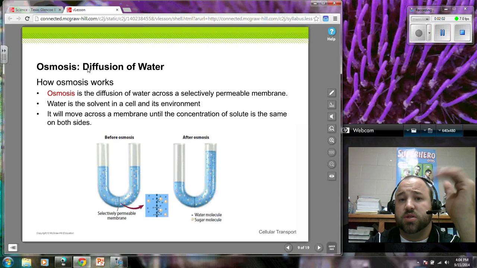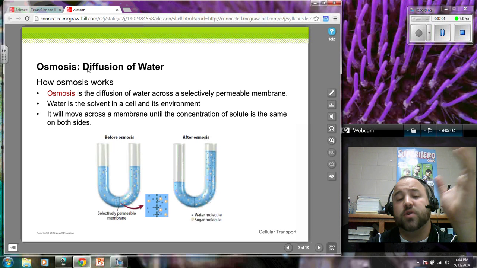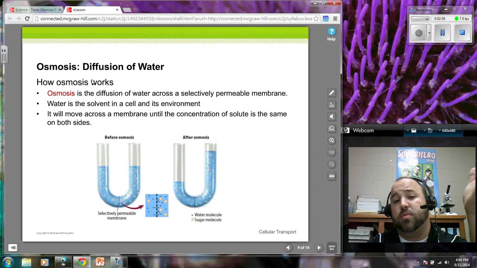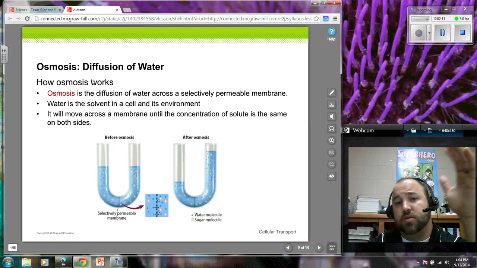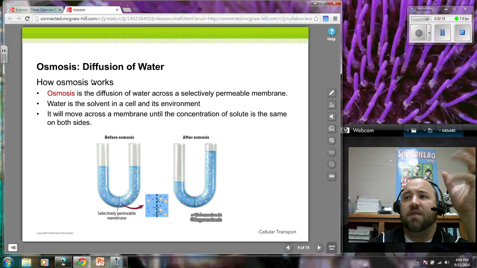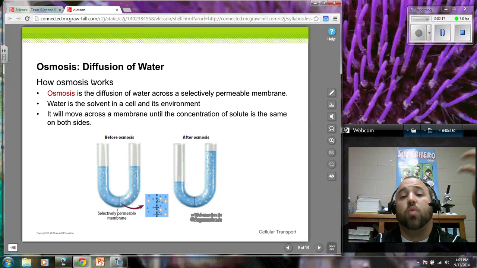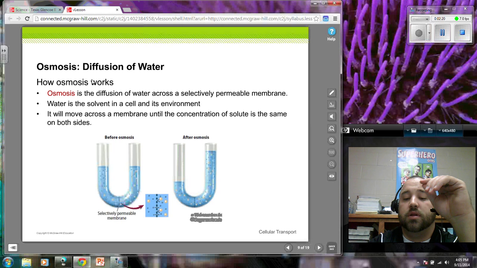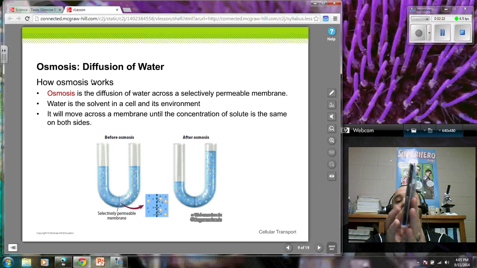And then we have osmosis. Osmosis is the diffusion of water. Water diffuses across a selectively permeable membrane, and only water is moving. If you have a ton of water on one side and a ton of molecules on the other, water is going to flow across to equalize the concentration of molecules and water.